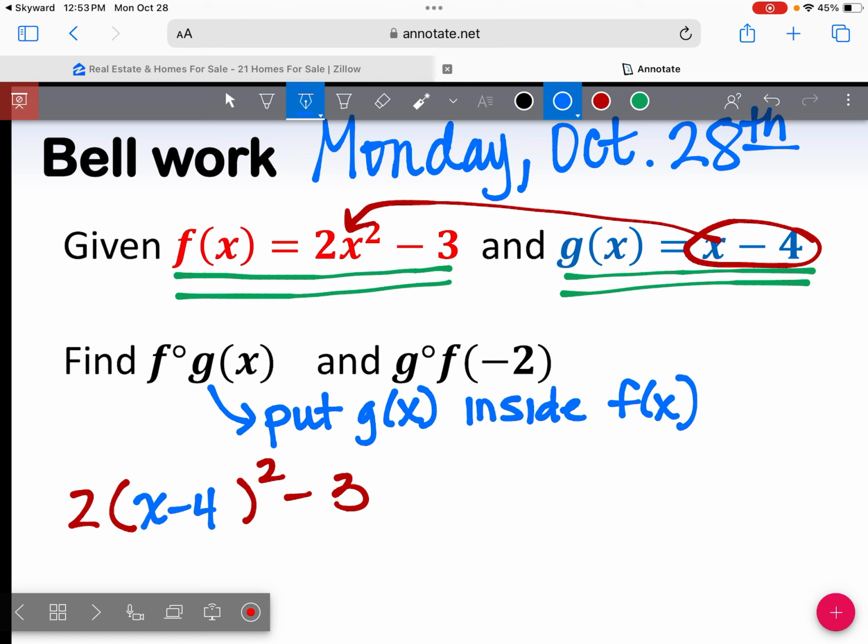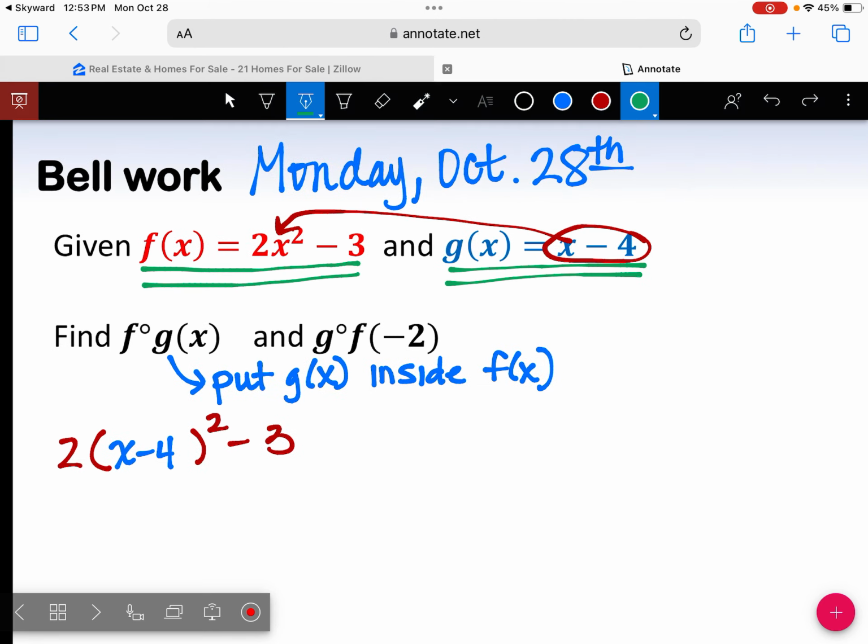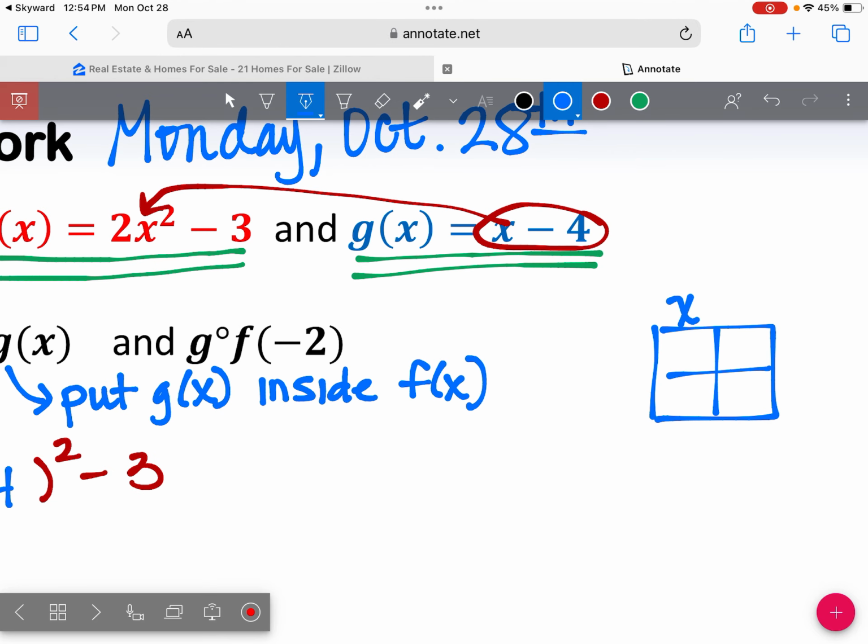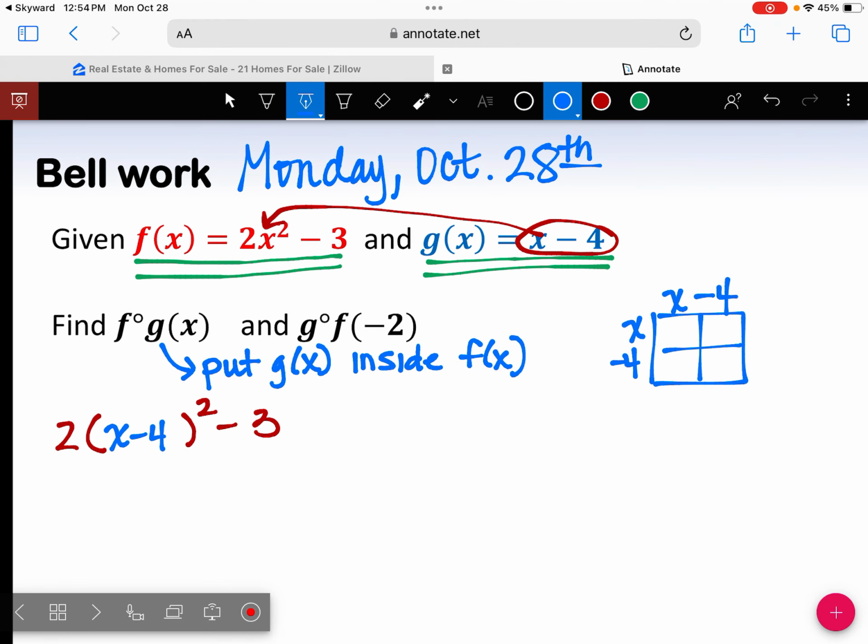There are two common mistakes that people make at this point. The first one would be multiplying by 2 before you do your exponent, which you have to do order of operations first. The second mistake would be to just distribute the exponent and get x squared plus 16. So in order to FOIL or multiply x minus 4 squared, you can make a box if you need to, but let's fully multiply it.